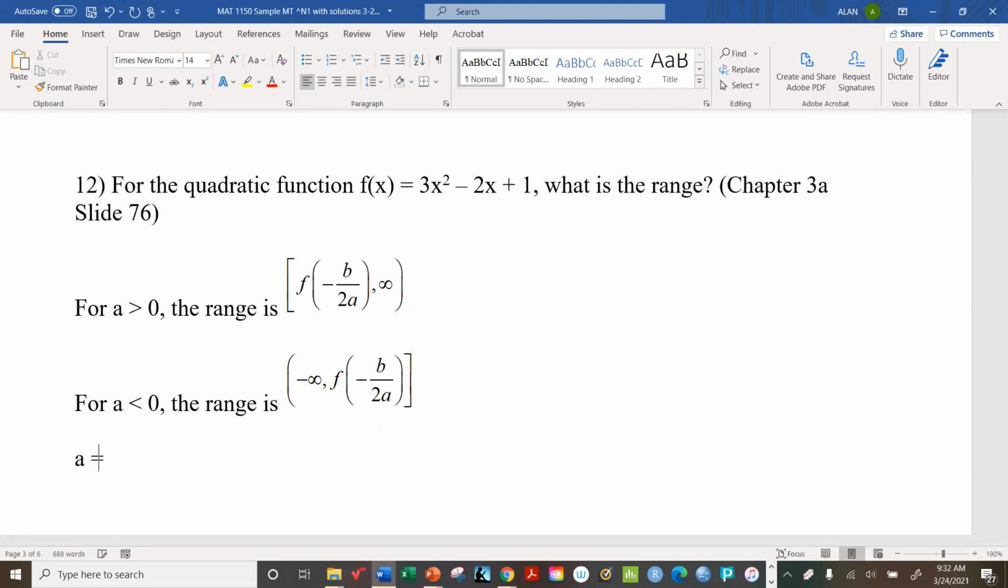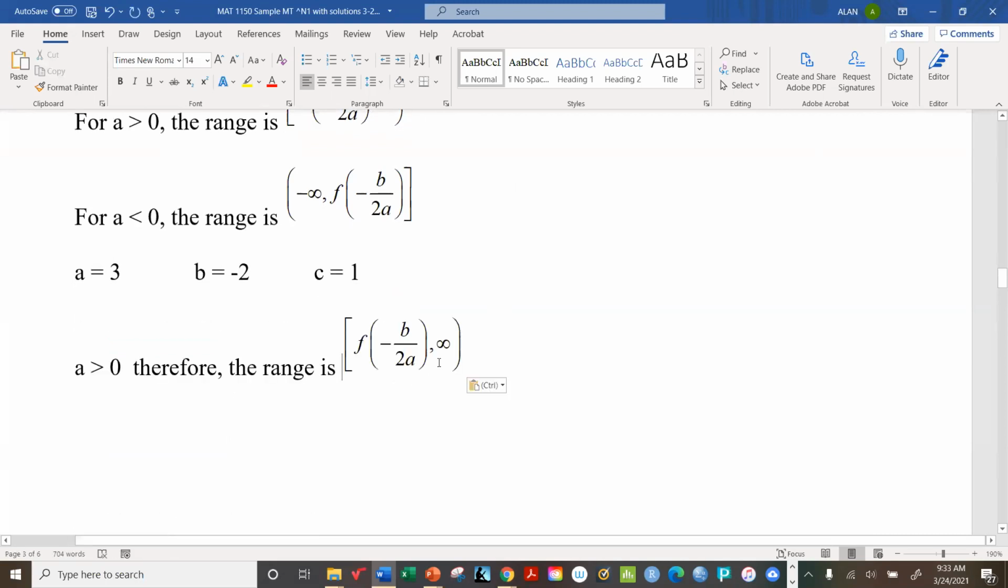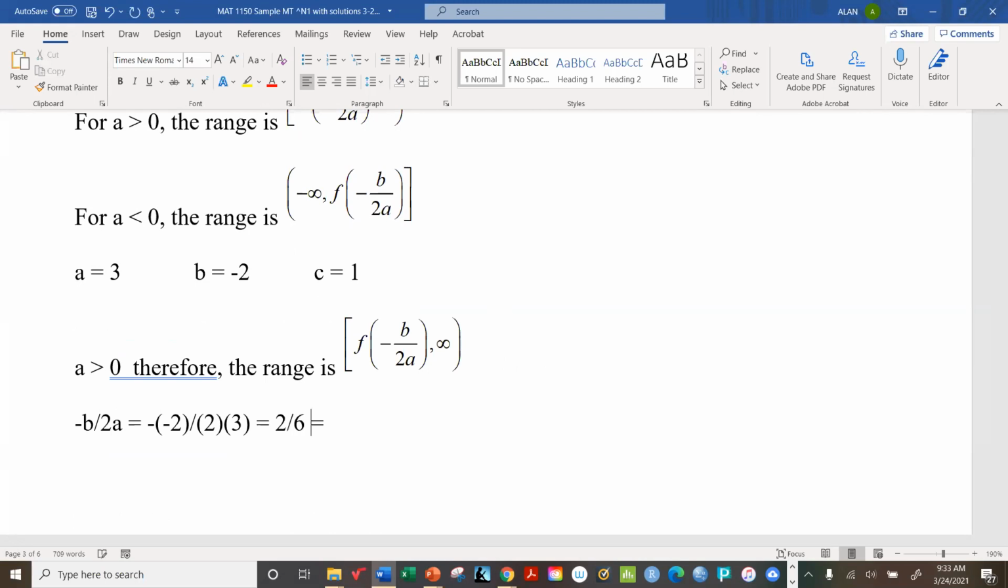So now for, in this case, A equals 3, B equals -2, C is 1. And so we know that A is positive. Therefore, the range is this one. So we have to figure out f of negative B over 2A, which is minus -2 over 2 times 3, which is 2 over 6, which is a third.